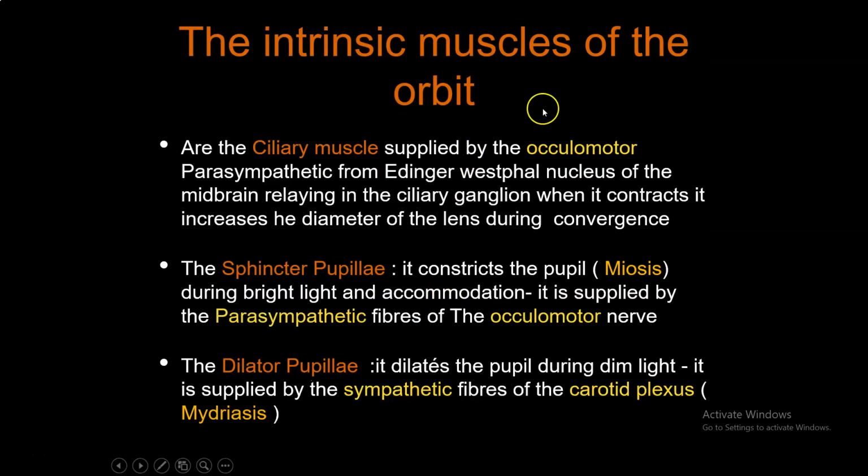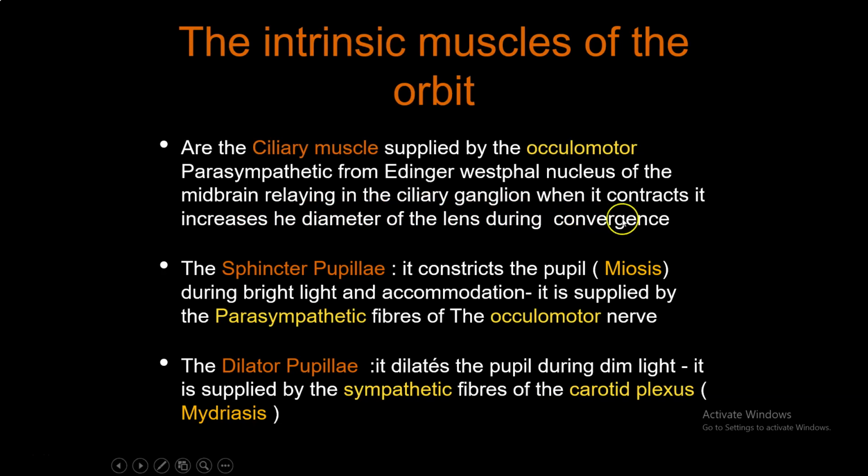Intrinsic muscles of the orbit: as we said, we have 7 extraocular muscles. We have 3 intrinsic muscles inside the globe, inside the eye. The first is the ciliary muscle, supplied by the oculomotor parasympathetic fibers from the Edinger-Westphal nucleus. If you remember, the oculomotor nerve is present in the rostral midbrain, around the midline, and it relays in the ciliary ganglion, which is a small ganglion in the orbit. When it contracts the ciliary muscle, it increases the diameter of the lens during convergence.